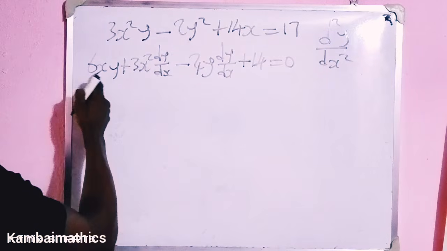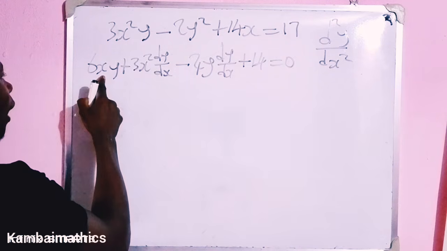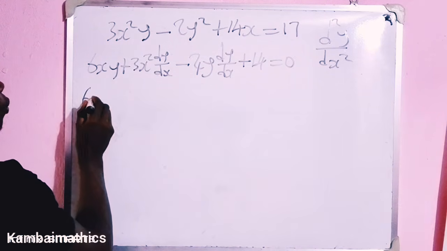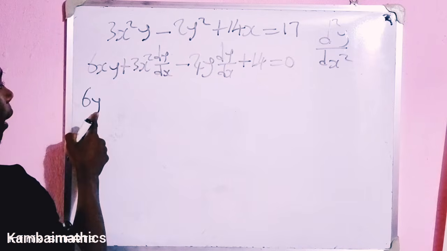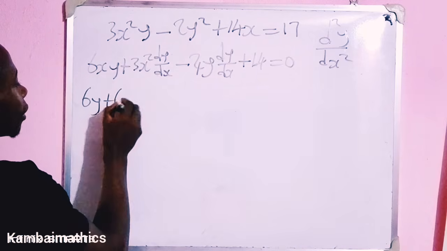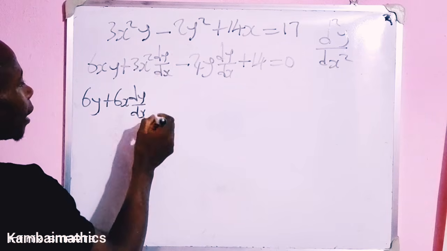So we'll differentiate this one again. When you differentiate this one, what will you have? First of all, it will be 6y, because when you differentiate x, it will give us 1. 1 times this will give us 6y. We are now leaving this one, so this will be 6x, differentiating y, it will give us dy all over dx.